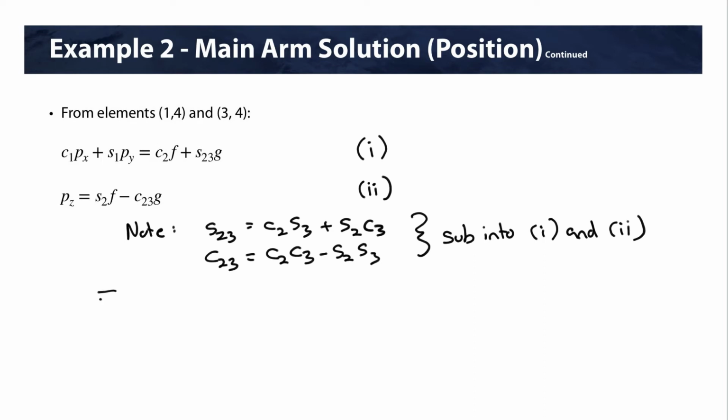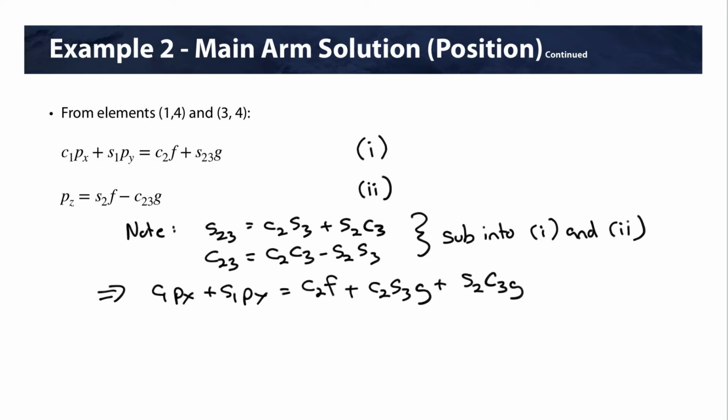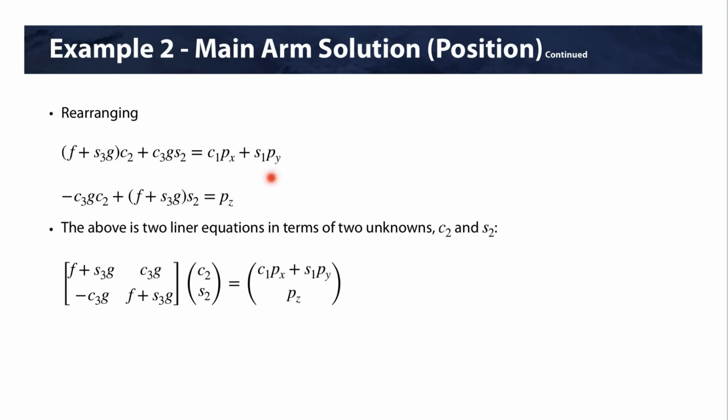And if you do that, you get C1Px plus S1Py is equal to C2f plus C2S3g plus S2C3g, and we get Pz is equal to S2f minus C2C3g plus S2S3g. All right, now keep in mind we know theta 1 and we know theta 3, and we're just trying to solve for theta 2. So if we rearrange those equations, we can get this.